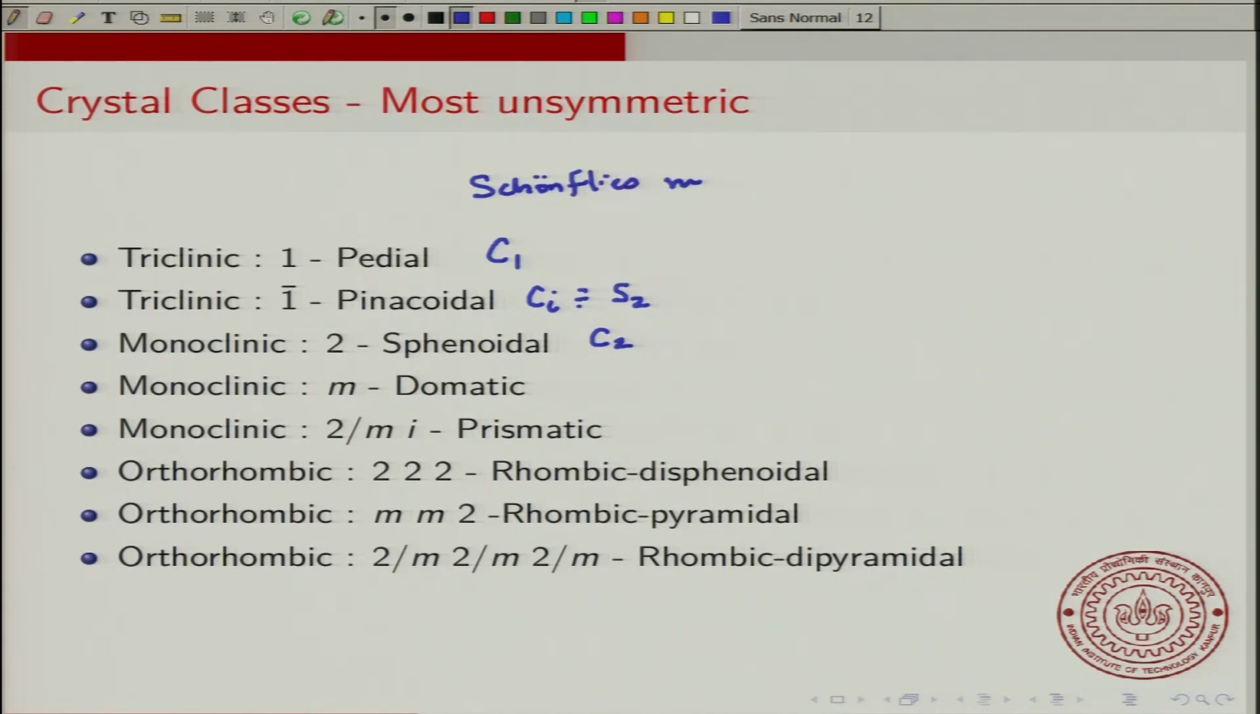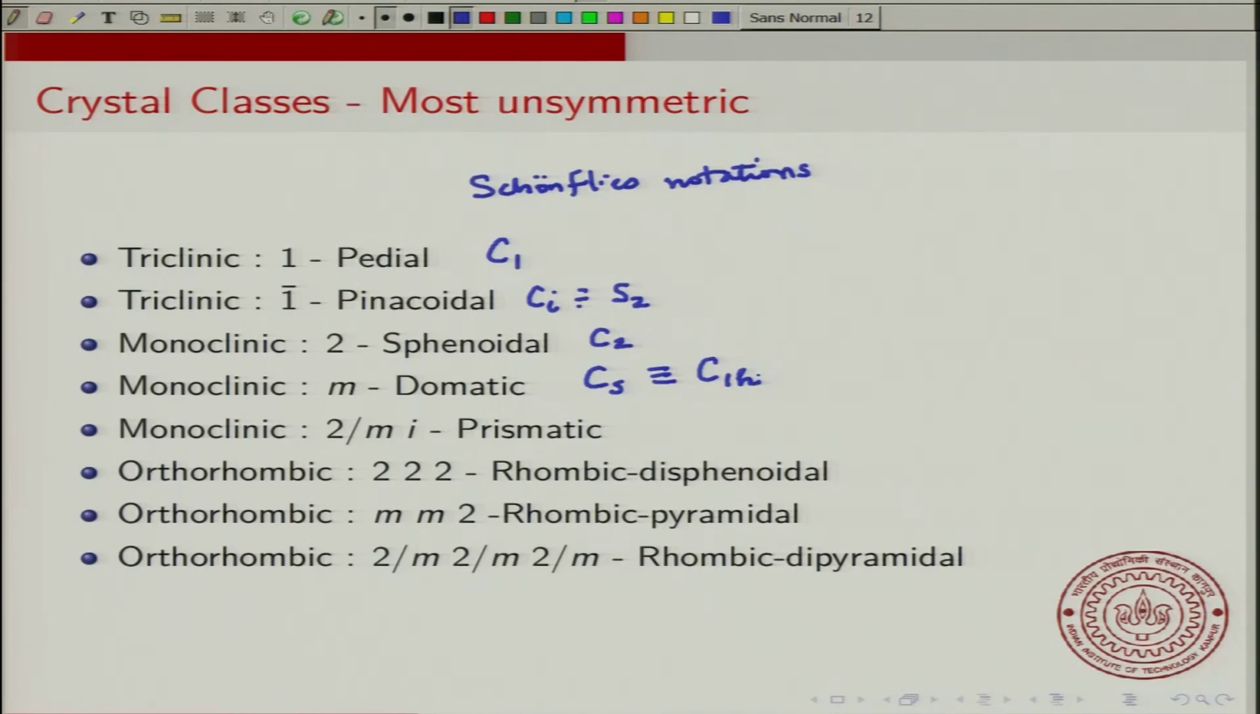Schoenflies notation. Similarly, the monoclinic, if you just have a mirror, then the Hermann-Mauguin symbol is just m for the space group. Here this is actually denoted as Cs or C1h. So h reflects the fact that you have a mirror plane.